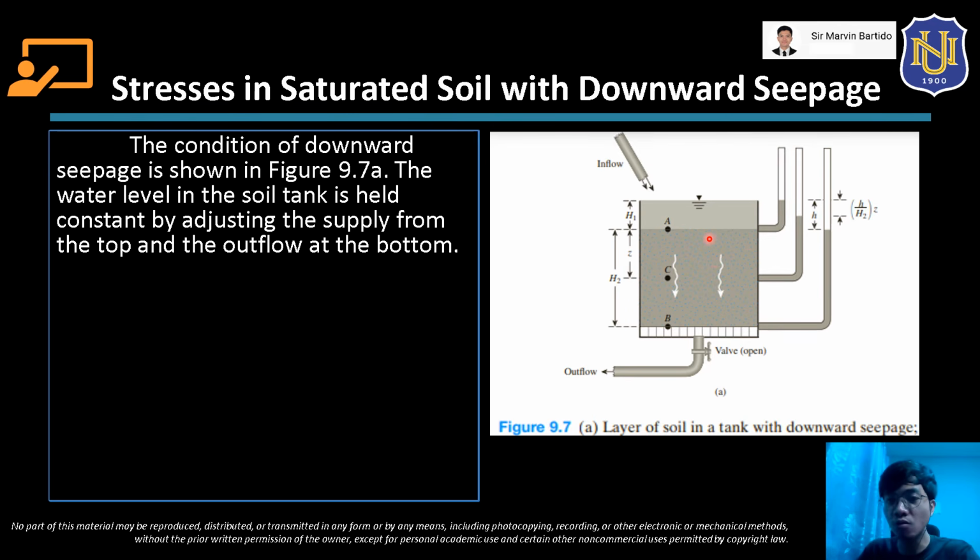So, yung mangyayari dito class, kung downward yung seepage natin class, kapag naglagay tayo ng piezometers dito class, dito sa point A natin, pagtaas ng tubig is just ka-level nito. Pero pagdating let's say dito sa point C, kapag naglagay tayo ng piezometer, since downward yung seepage natin, a little lower siya kesa sa water surface natin dito. So bababa siya. Okay, ganun din class dito sa point B natin kapag naglagay ka ng piezometer dyan.